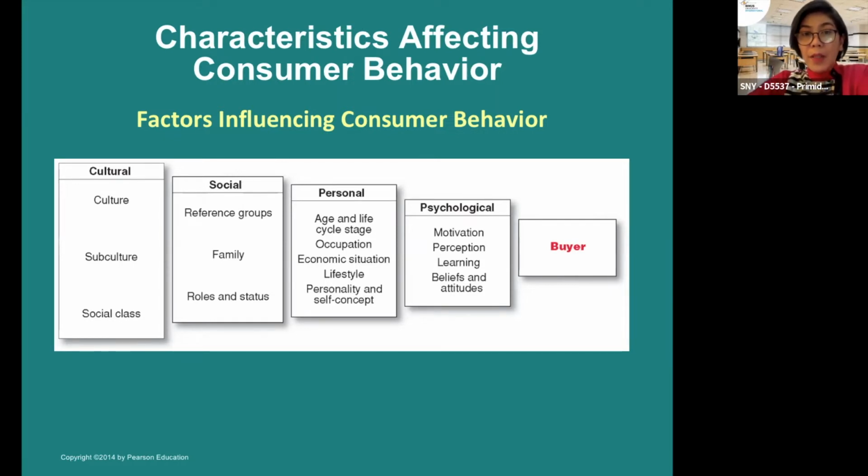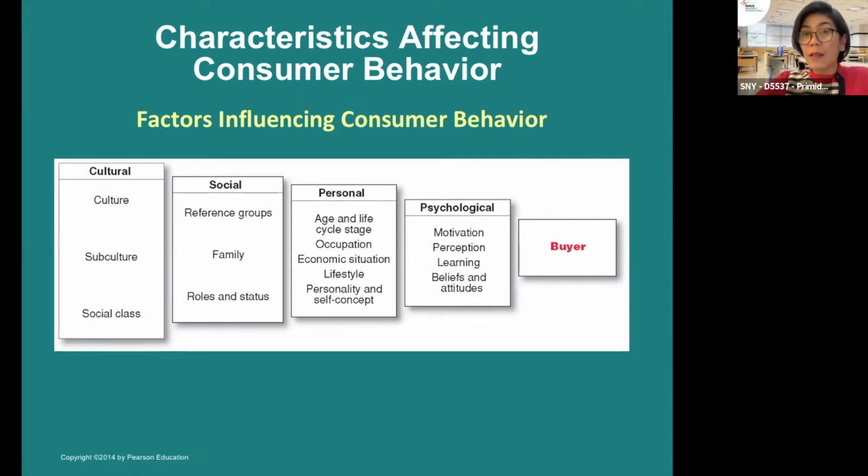And then there are personal factors. What are the personal factors that can influence consumer behavior? Your age, your life cycle, your occupation, your economic situation. Do you have money, and what's your buying power? Stuff like that. Your life concept. Those are considered as personal factors.